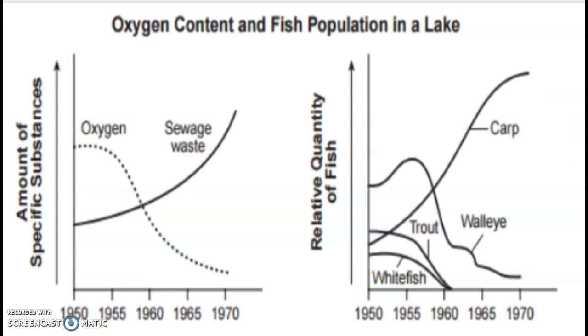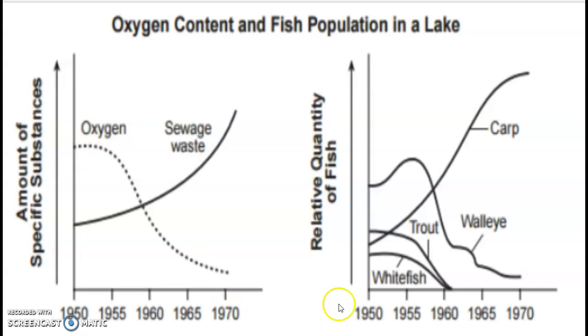All right, so let's take a look at these graphs. If we look at our title first, the oxygen content in fish populations in a lake. So we're comparing essentially the amount of oxygen and the amount of fish that are surviving. So again, looking at our x and y axis for each one, the x-axis is representation in years, going again in 5-year increments. In our first graph, if we look at our y-axis, the amount of specific substances. So if I look at my titles, I'm comparing oxygen and sewage waste in the water.